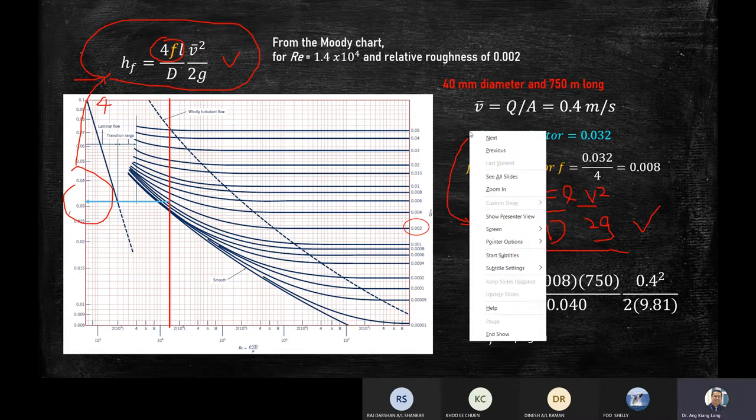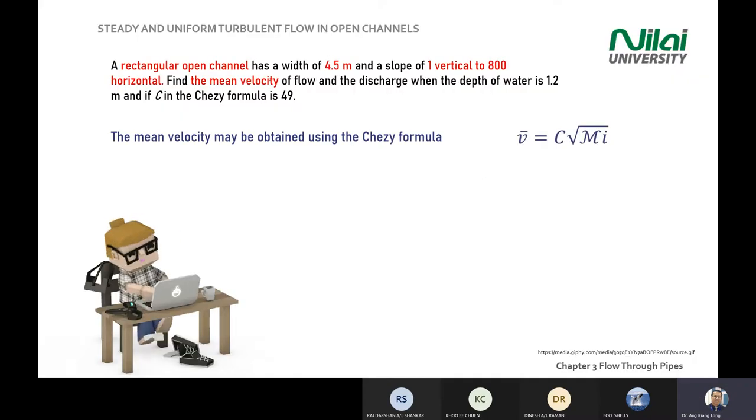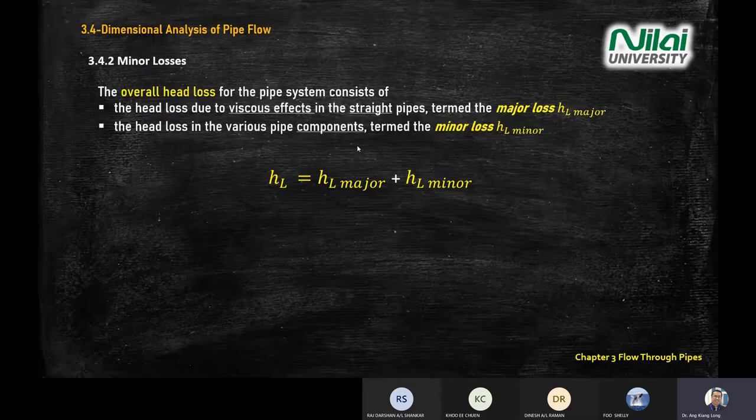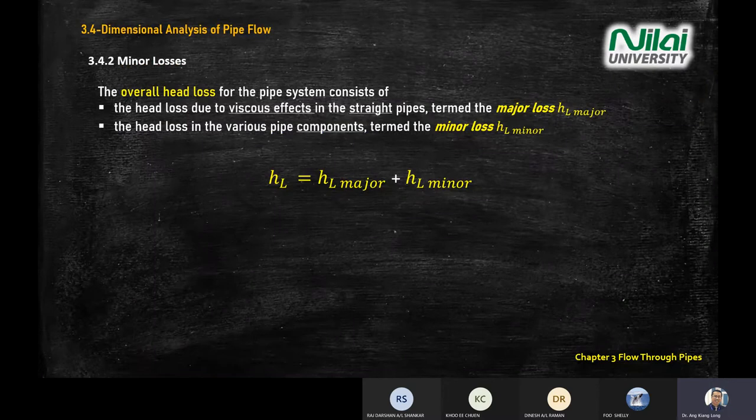Okay, so try to study these slides for your coming test and final exam. Don't confuse. And then there is one tutorial question as your homework to look at. I'm not going to explain this one. It's quite direct. Right, so for the second session, we're going to cover what is minor loss.